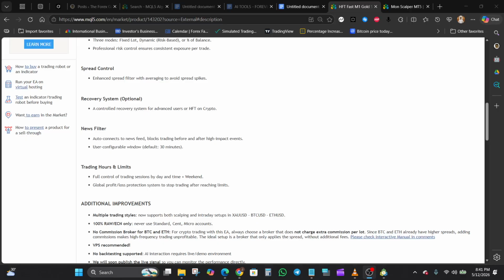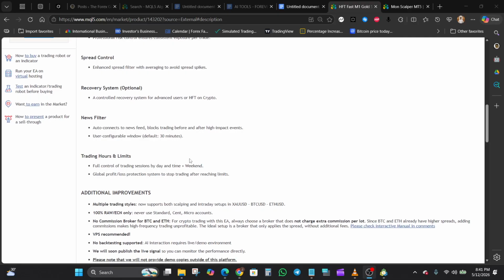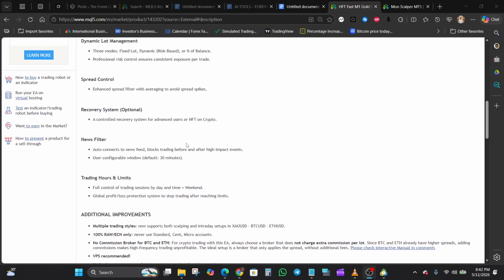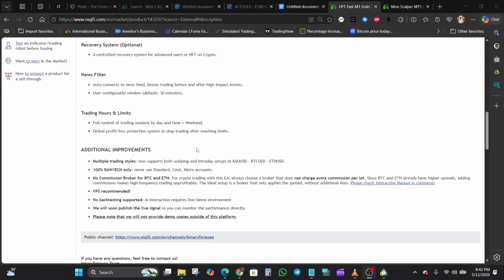The marketplace page also clearly mentions that the recovery system is optional and intended for advanced users, particularly for crypto trading environments. Now, one important detail here is that the developer specifically states that traditional backtesting is not supported because the EA relies on live AI interaction. So instead of reviewing historical strategy tester reports, this review is really more about understanding the structure, features, and intended behavior of the system based on the marketplace information provided.